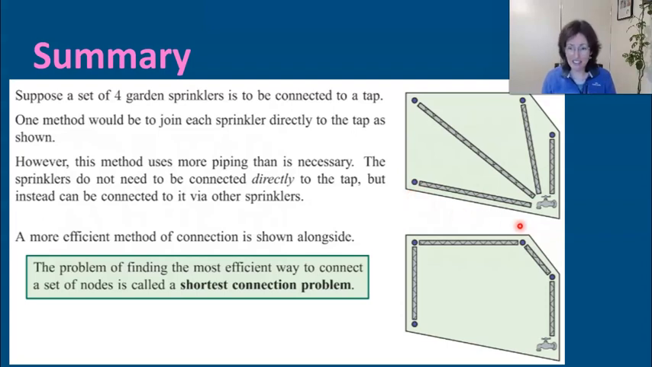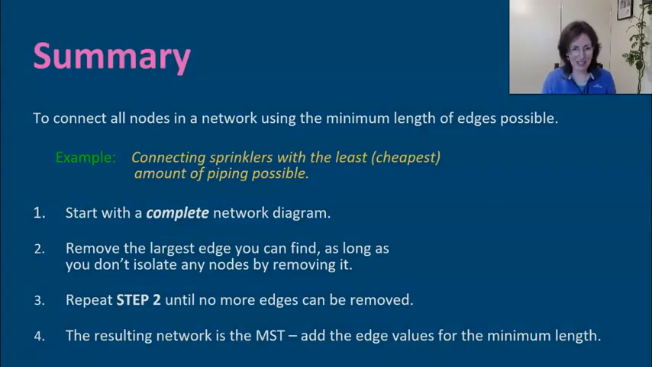One way to do that is to connect each sprinkler with a pipe to the tap, or perhaps a more efficient way to use less piping would be to connect one first to the tap, one node, one sprinkler, and then attach each of the sprinklers to each other. And when we try and solve problems like this, we're solving problems called the shortest connection problem. So let's put that into practice now.